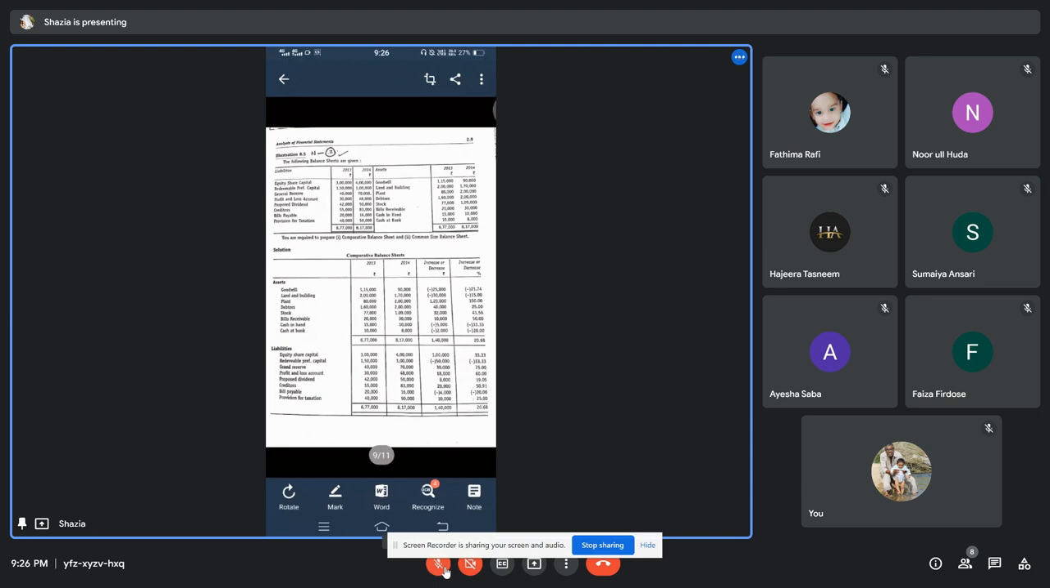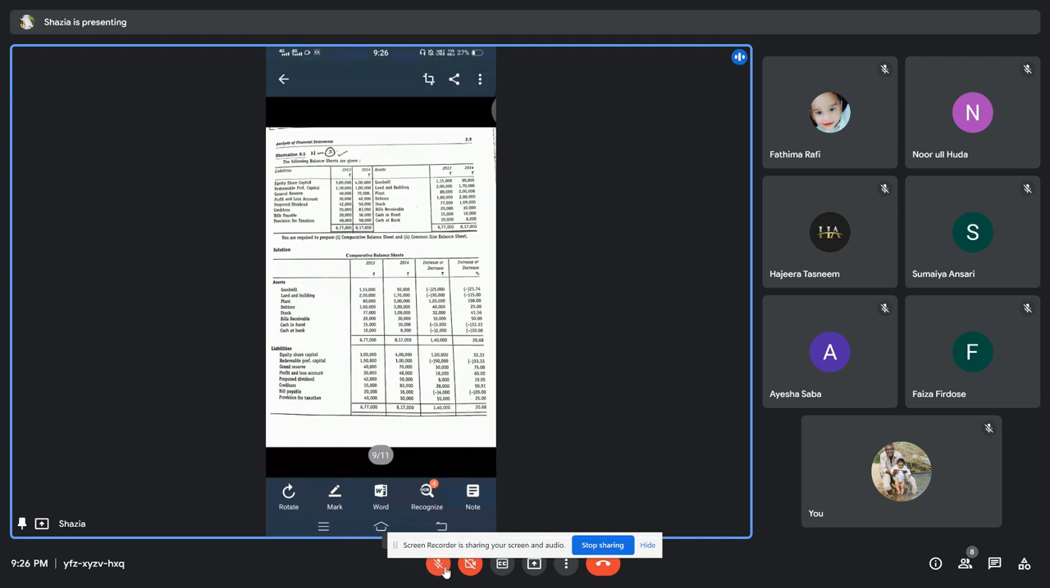Illustration 8.5. The following balance sheets are given, 2013 and 14. Liabilities भी है, assets भी है. तो इसमें क्या प्रिपेयर करना है? कंपैरेटिव बैलेंस शीट एंड कॉमन साइज बैलेंस शीट. सिर्फ दोनों का प्रिपेयर करना है. ओके, सो दे हैव नॉट गिवन एनी प्रॉफिट एंड लॉस अकाउंट. डायरेक्ट बैलेंस शीट प्रिपेयर करना है.